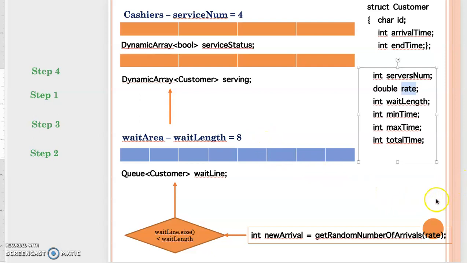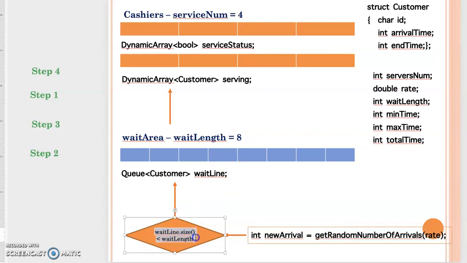So those new arrivals, sometimes when you come, you may not really go to waiting in line because if they're too busy, you don't want to go. So that's why here we're using this function to generate the new arrival. But this new arrival, not sure they will really go to the waiting line. So that's why here you need to use the if statement. If the wait line still has the size, so then the wait line size is less than the wait length, so then the customer will go there.